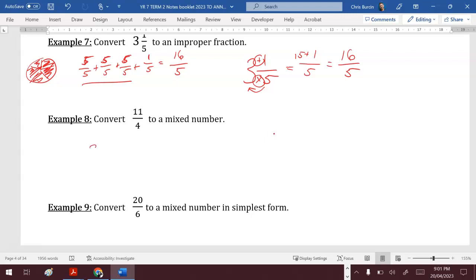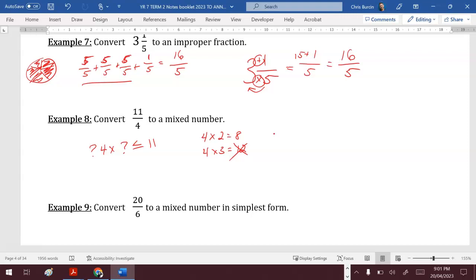Now convert 11 fourths to a mixed number. So I want to think 4 times what is going to be less than or equal to 11. So let's do an experiment. 4 times 2 is 8. That could work. 4 times 3 is 12. I overshot it. I can't overshoot it. So it's got to be 2.